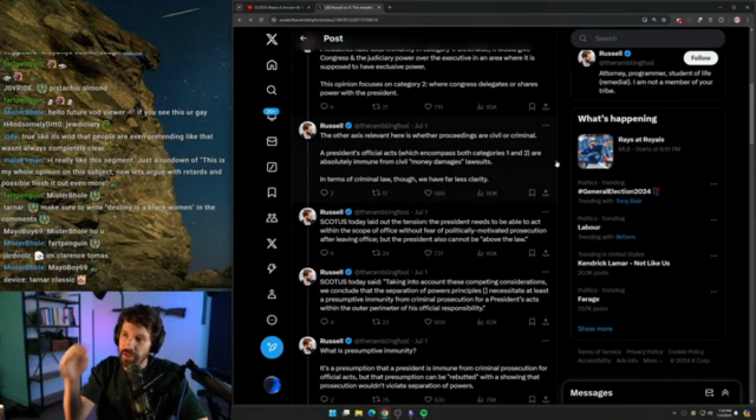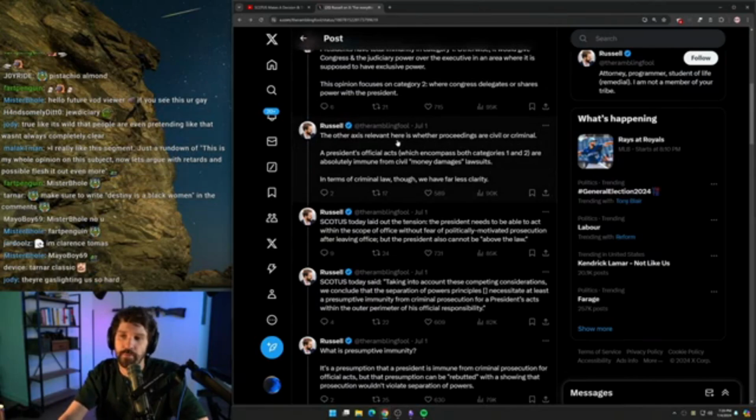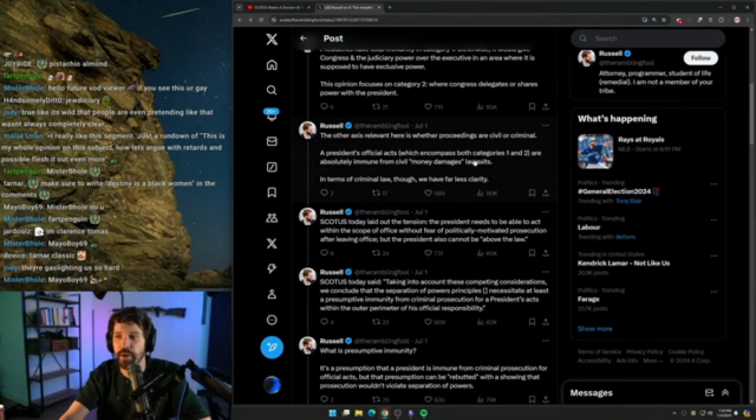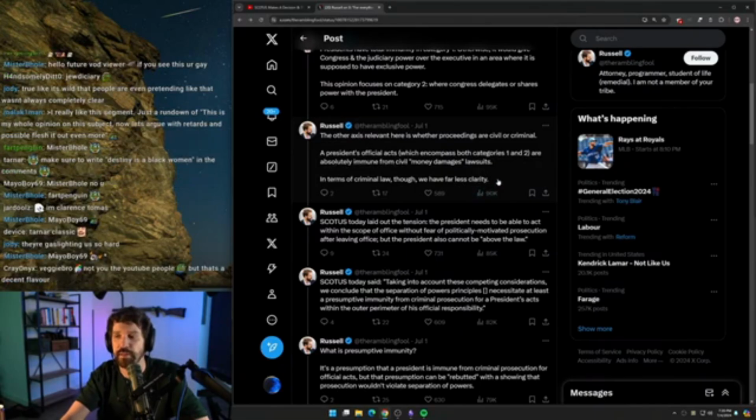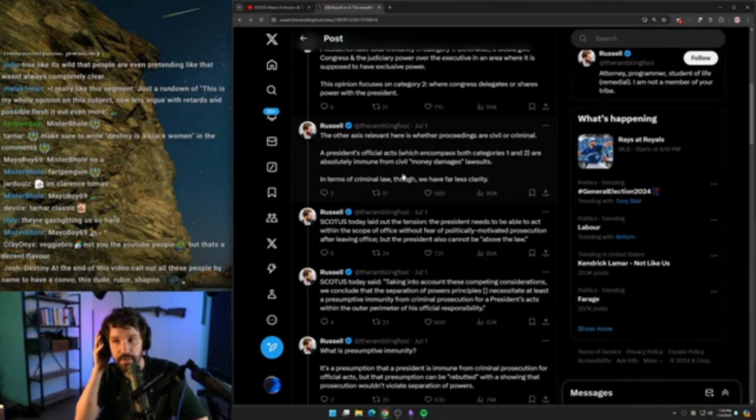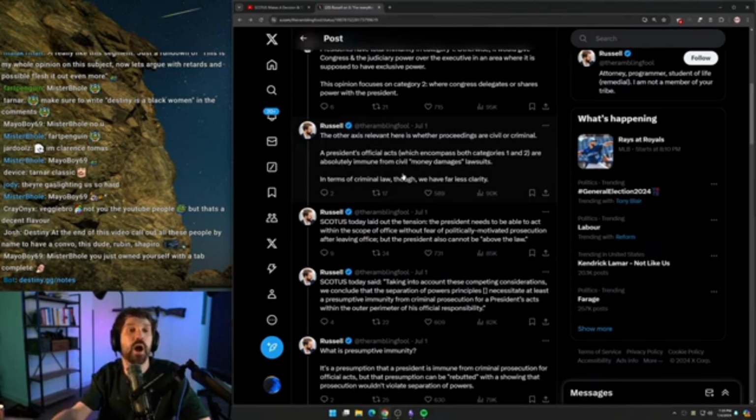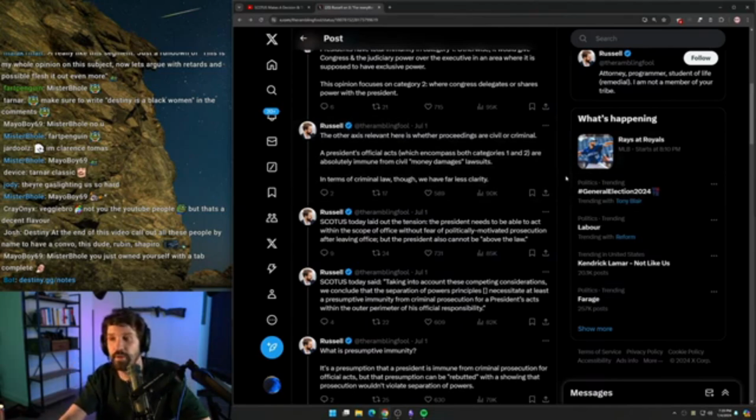The other axis relevant here is whether proceedings are civil or criminal. A president's official acts, which encompass both Categories 1 and 2, are absolutely immune from civil money damages lawsuits. In terms of criminal law, though, we have far less clarity. Well, I would argue we have none. And remember, the official acts are only immune from civil liability because of the Fitzgerald ruling in the Supreme Court.